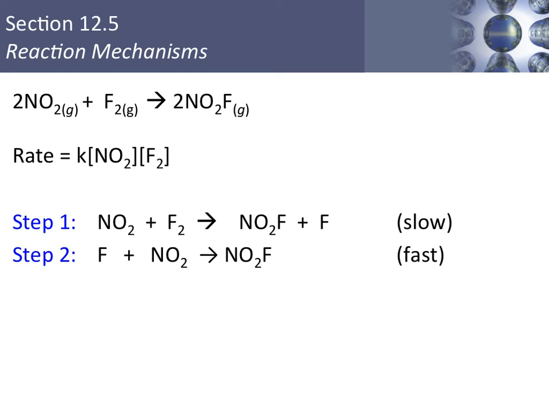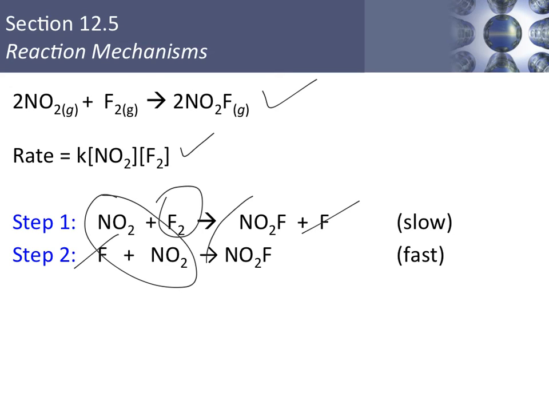So here you can see an overall reaction that we are interested in looking at. It's experimentally determined rate law, and then a proposed reaction mechanism. If we cancel out this fluorine atom intermediate, we get the overall balanced chemical equation that we are looking for. 2 nitrogen dioxides, a fluorine, and then 2 of these NO2F molecules. So that's one requirement of looking at a reaction mechanism to see if it could work for a given reaction.